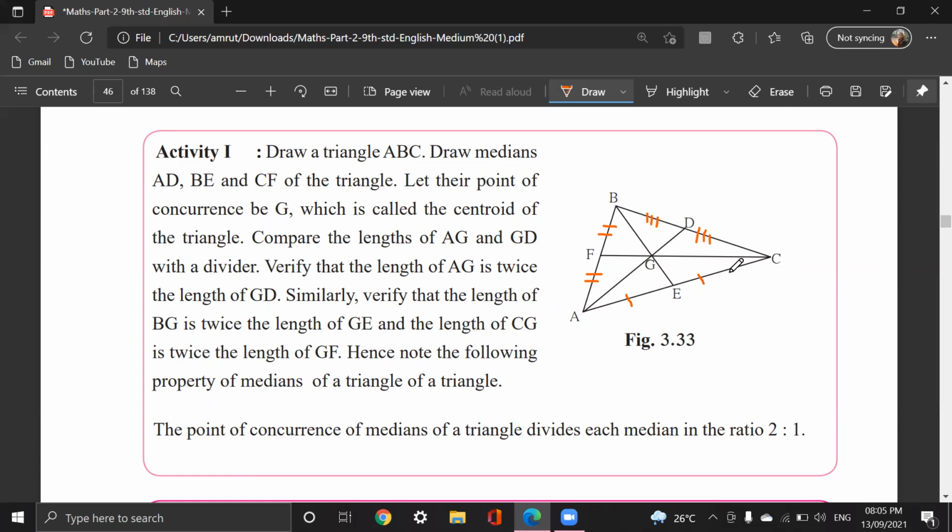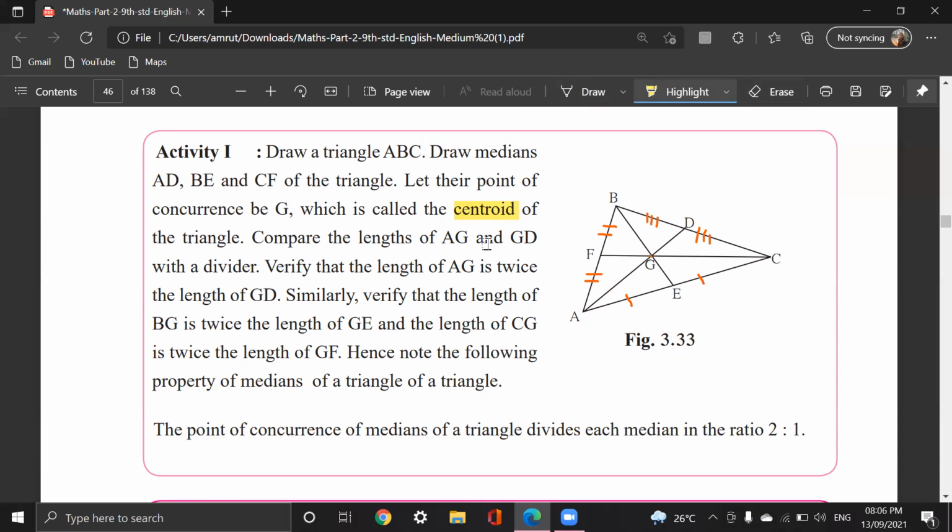All right. So after drawing the 3 medians of a triangle, let their point of concurrence be G. All the 3 medians meet at one point, you can see here, and that point of concurrence is G, which is called the centroid. This part is important. I'll just rub it and highlight it. That is the better part. So the point of concurrence of 3 medians is called the centroid of the triangle.